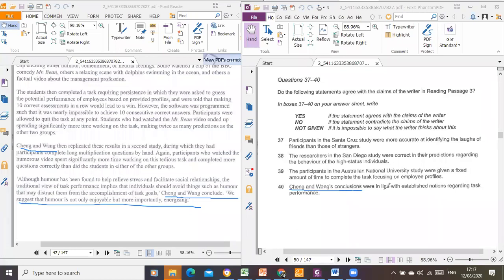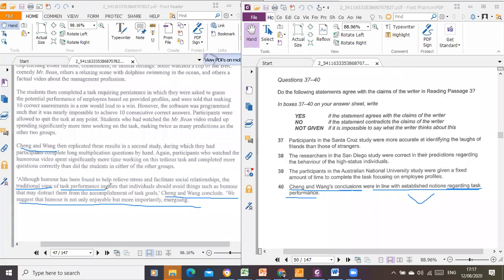All right. So the question is, was their conclusion in line with the established notion? Probably established notion could mean popular view, popular perceptions of people regarding task performance. So the view of people, the traditional view, okay? So although humor has been found to help relieve stress and facilitate social relationships, the traditional view of task performance implies that individuals should avoid things such as humor.